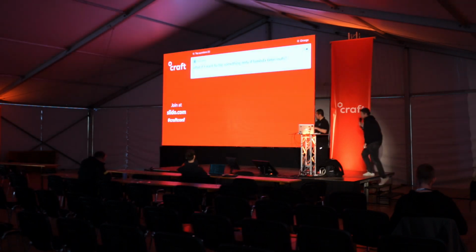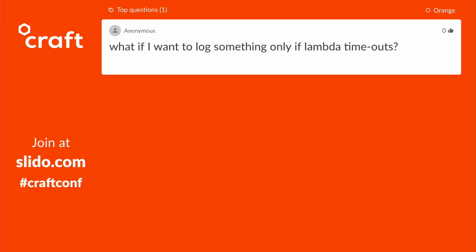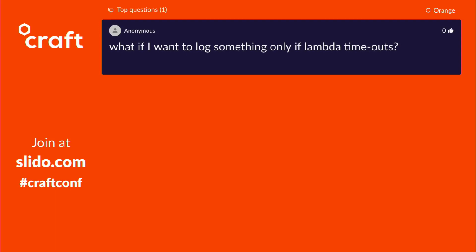Slido. Let's see if we do have any questions. Look, we have a question. What if I want to log something only if Lambda times out? That's tricky, right? Because what do you do when a function times out itself?